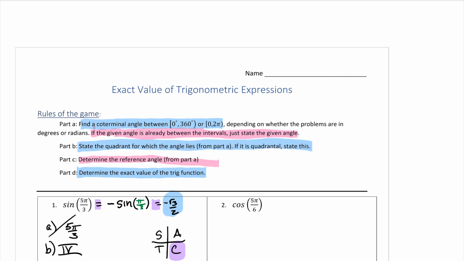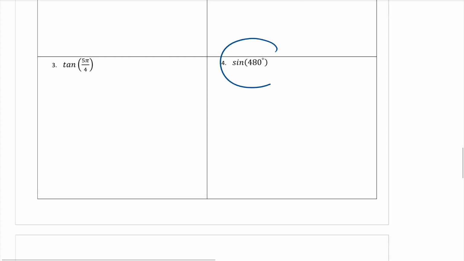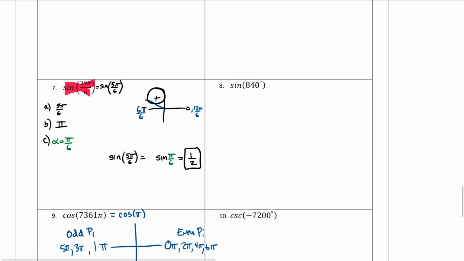But this game, we're going to be doing this. This will be, except without all the part A, part B, part C, D, all that. Your first exam, no calculator. You're going to get questions like this. Give me the exact value. Give me the exact value. And you're going to have to do this without a calculator.